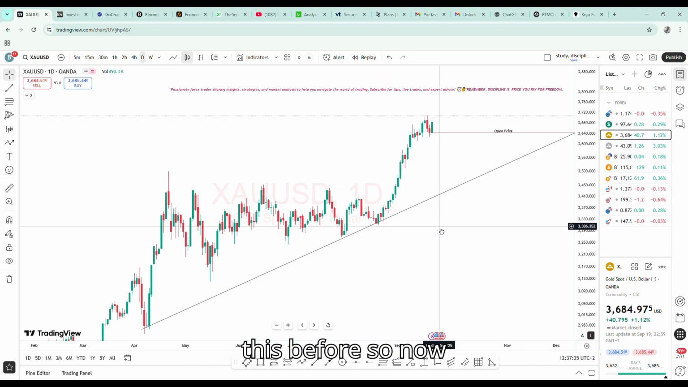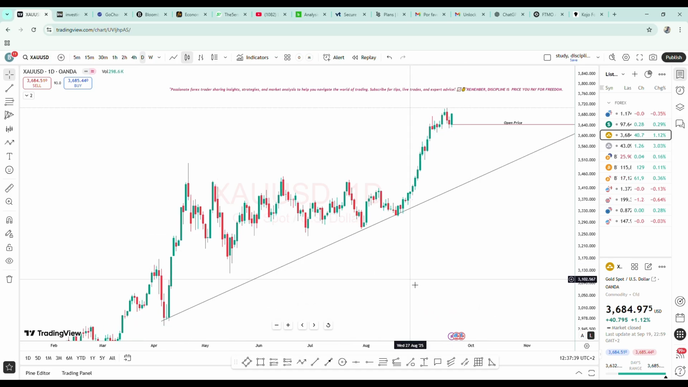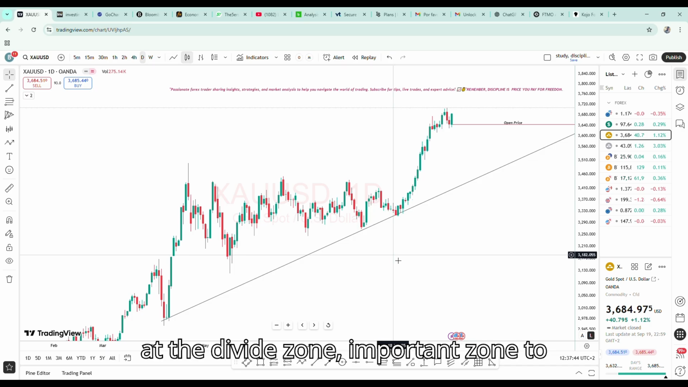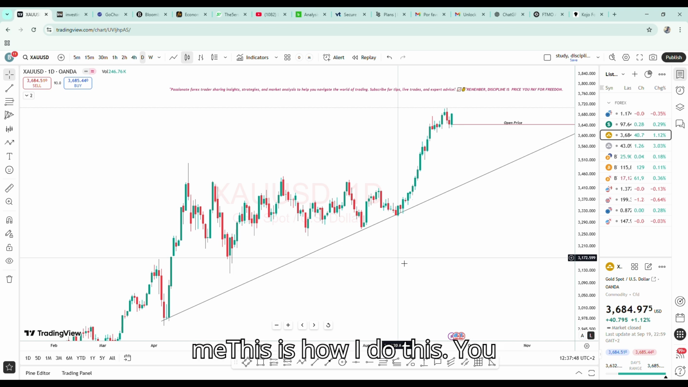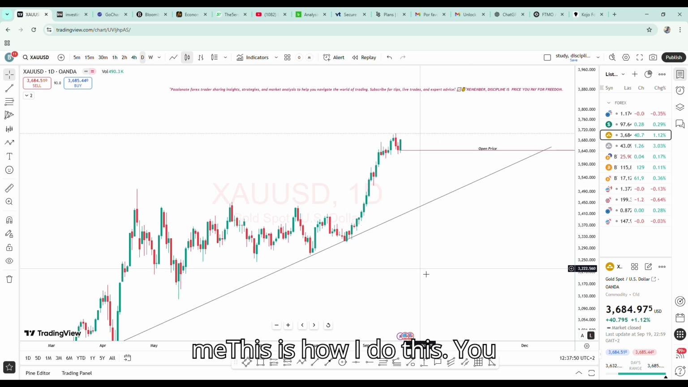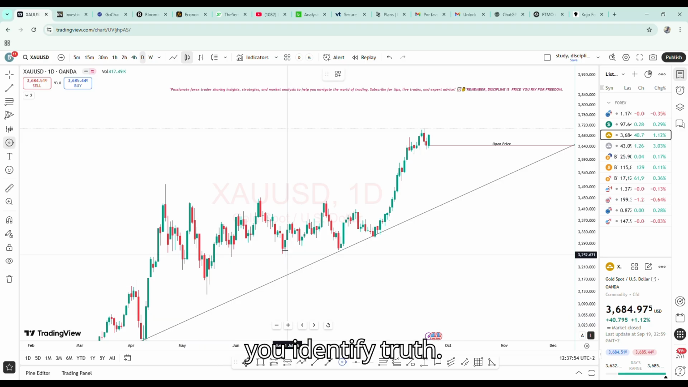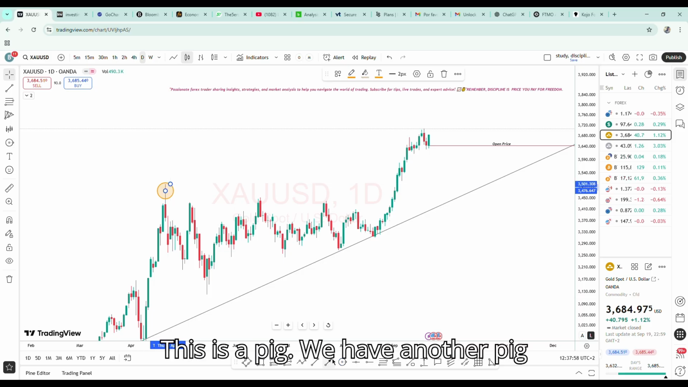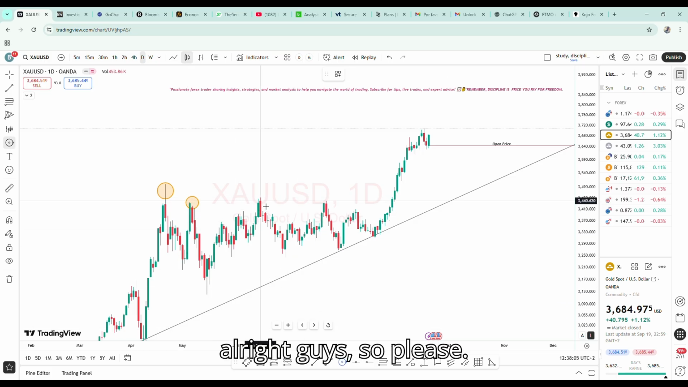So now for today, our objective is to identify important zones to draw our trend line. So for me, this is how I do this. You want to make sure you identify this is a peak. We have another peak here. Pay attention, guys.